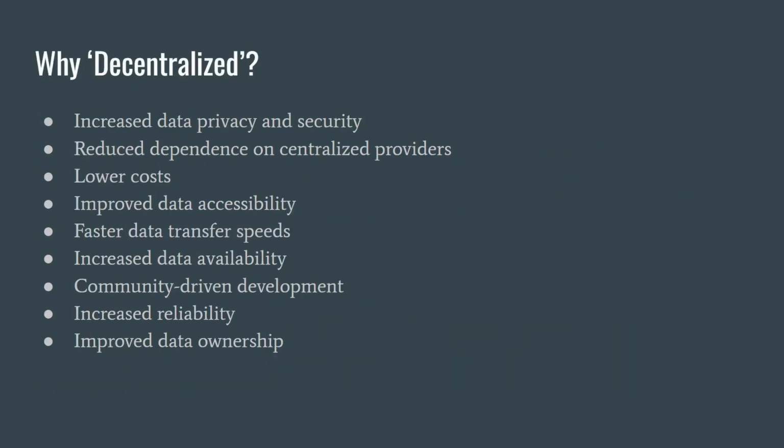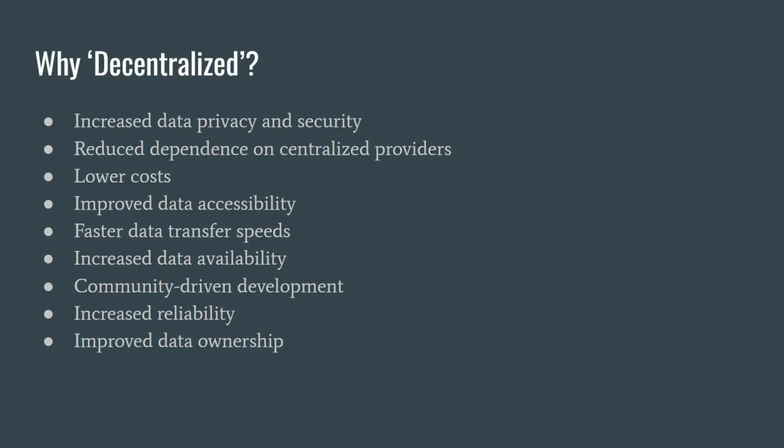So why should we use a decentralized file system? What are the advantages of it? So first of all, increased data privacy and security. Using blockchain and various encryption systems makes the data more protected. Reduced dependency on centralized providers. Here the hacker does not have a single target to attack upon.